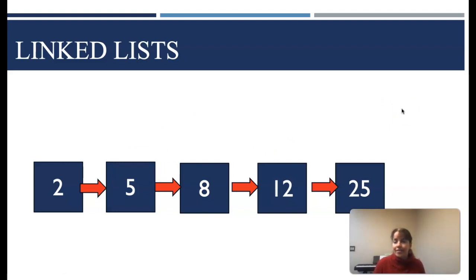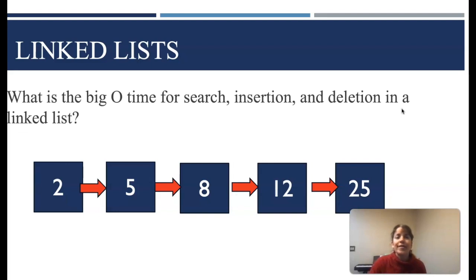If you want to find something in the linked list, how long does that take? Well, we have something called big O notation. That is a way to talk about the relative amount of time it takes to do an operation based on the number of items, or the n.